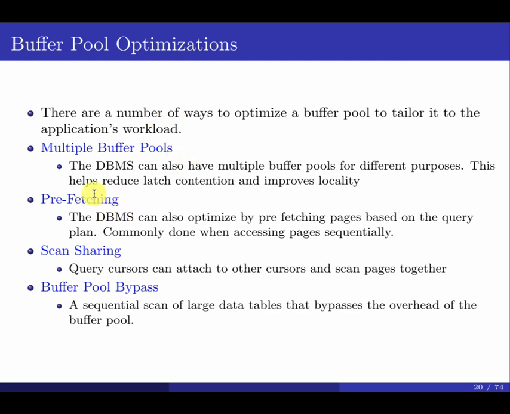The other thing is that this is going to help us reduce latch contention. If someone tries to access a buffer pool, the latch prevents anyone else from accessing that buffer pool until it is done fetching the page into main memory. But since we have multiple buffer pools, maybe one thread puts a latch on the first buffer pool, and the other puts a latch on another buffer pool. So that's okay. Okay?